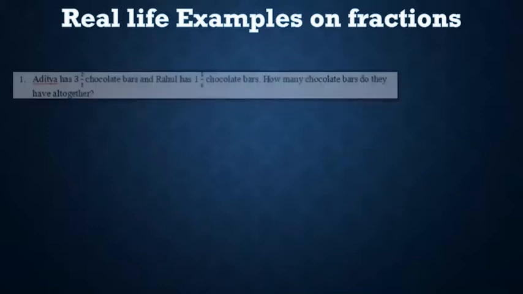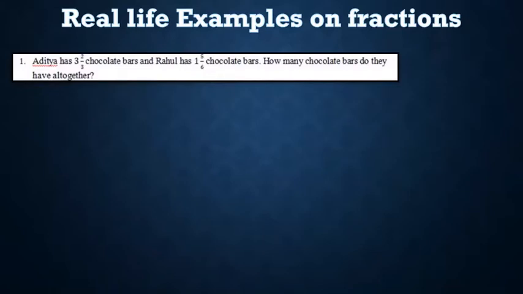So our first question will be, Aditya has 3 2/3 chocolate bars and Rahul has 1 5/6 chocolate bars. How many chocolate bars do they have all together? So, how do we solve this question? To solve this question, we will have to add 3 2/3 plus 1 5/6. So, when we add it, we'll have to first convert both of them into improper fractions.